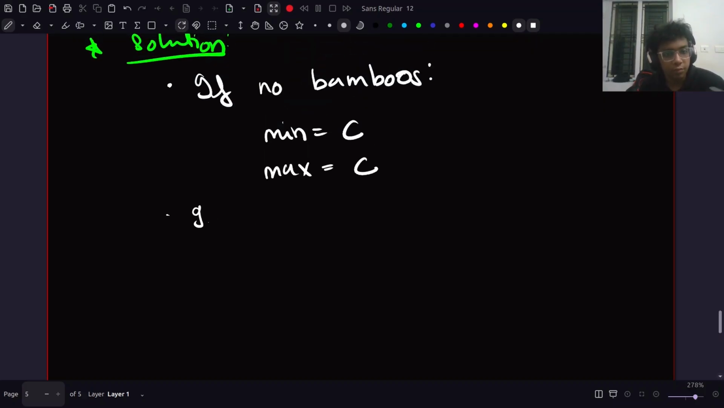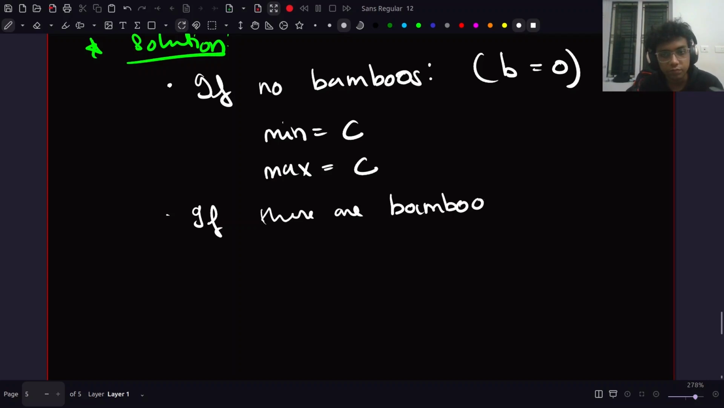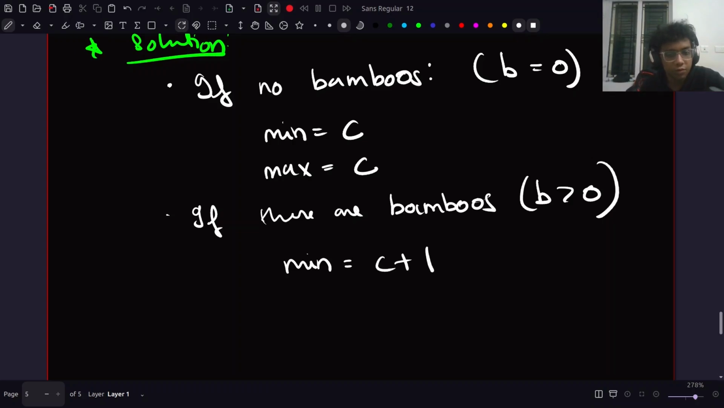Now if there are bamboos, let's call the number of bamboos B. If B is greater than 0, in this case the minimum will be C plus 1, okay, because we can merge all the bamboos into one, and the max will simply be C plus B, right? Because each connected component must be in the same round dance. So the max round dances will be C plus B. We never merged any bamboos together.